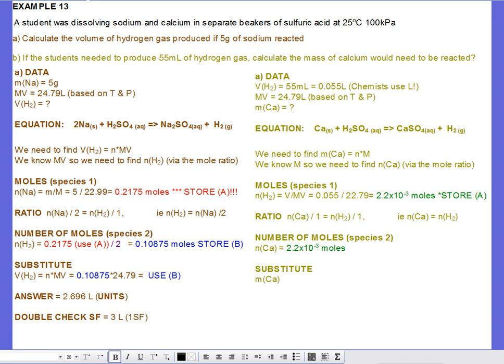Last thing here, I can do my substitution to figure out the answer. Mass of calcium is number of moles times molar mass, which is that 2.2 by 10 to the minus 3, which is stored in my calculator, times by 40.8, which is the molar mass of calcium, gives me the answer of 0.8892 grams, but I've got to check significant figures. Looking at my data here, that looks like two significant figures to me, therefore the final answer is 0.089 grams, two significant figures.